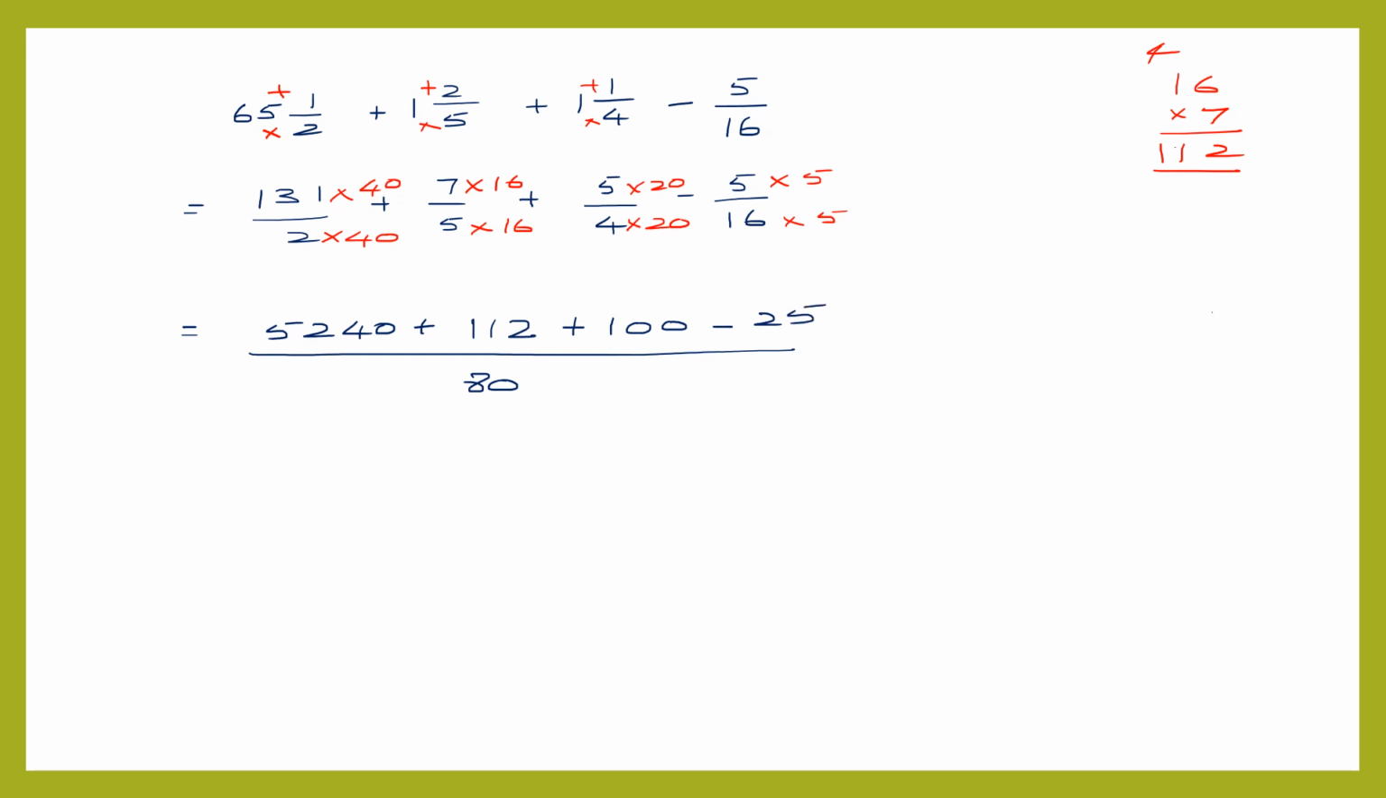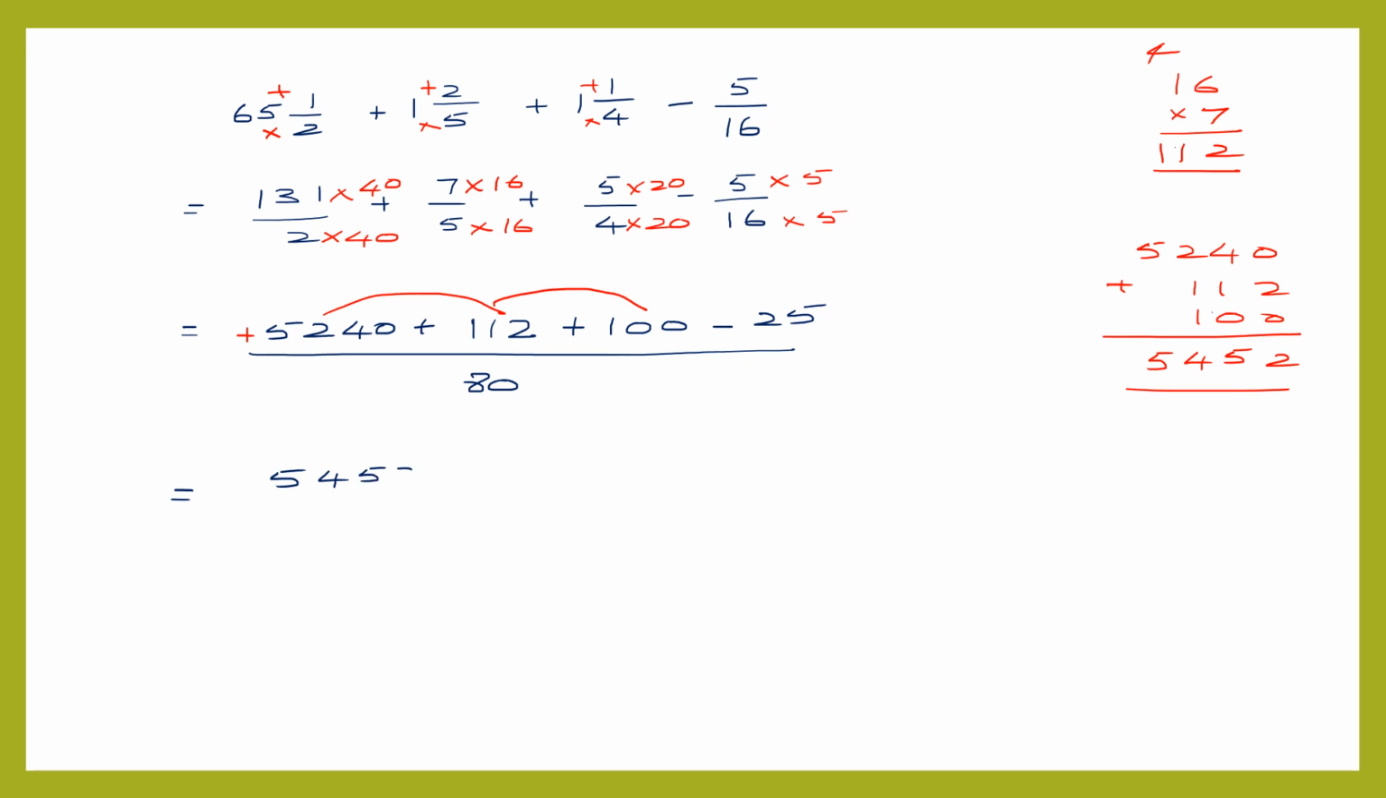So now let's add up all the numbers that have the plus sign before them. So this has a plus sign, this has a plus sign, and this. So let's add up 5240 plus 112 plus 100. So this is 2, 4 plus 1 is 5, 2, 3, 4 and 5. So what do we have now here? We finished adding and we got 5452. From this we have to minus 25 and the denominator will be 80.